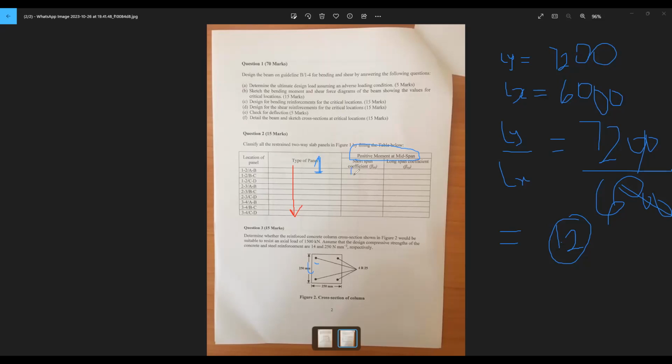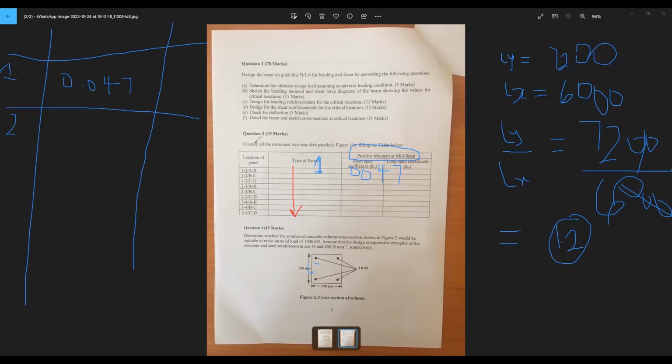So here is going to be 0.047. Let me write it here. So panel 1, then it is 0.047. Okay.